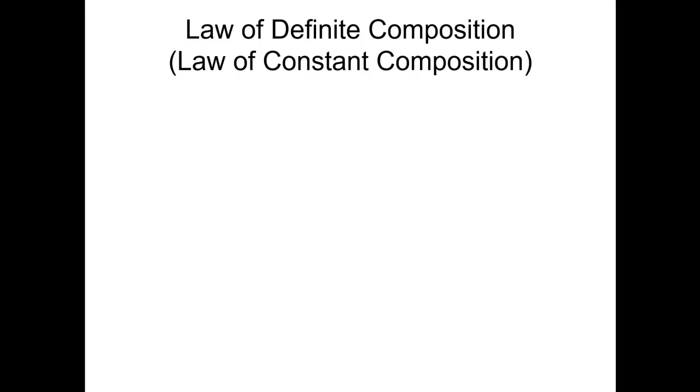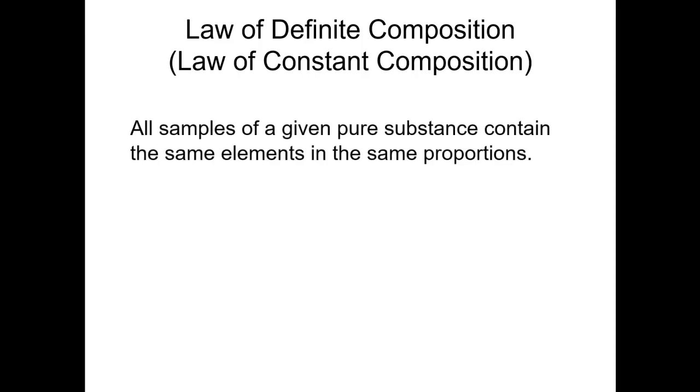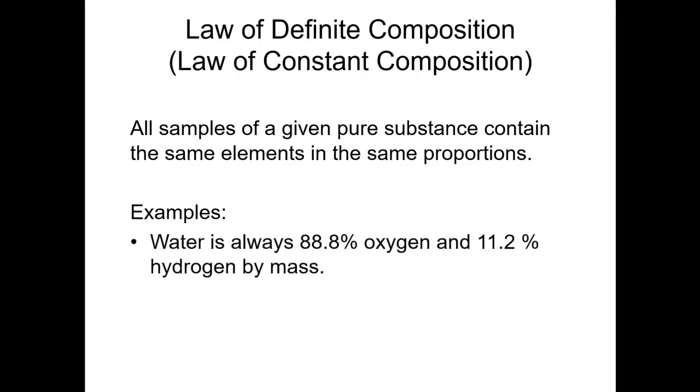Another thing was the law of definite composition, sometimes known as the law of constant composition. That simply says that all samples of a given pure substance contain the same elements in the same proportions. We can look at some very simple examples of that. If we look at water, every sample of water, no matter where it is taken from and how large or small a sample you make, as long as it's pure water, it's always going to be 88.8% oxygen and 11.2% hydrogen by mass.